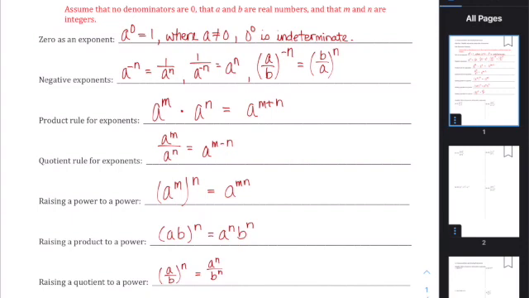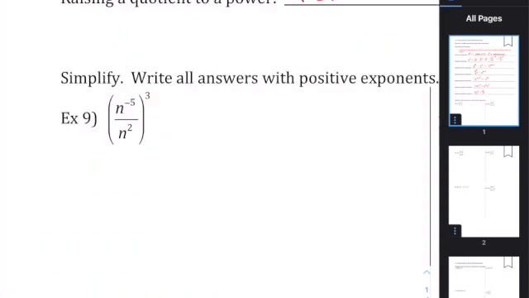Then the next one is raising to a power. I ask you to think about it: how many do you have? So it's just multiplying the exponents. Raising a product to a power: whatever is the base is going to get the exponent, for all of them. Then raising a quotient to a power is the same thing. Now we're going to look at example number 9, following the rules that we have.